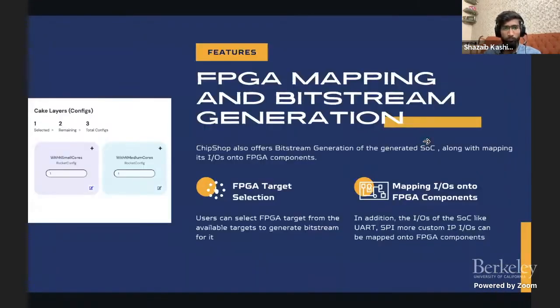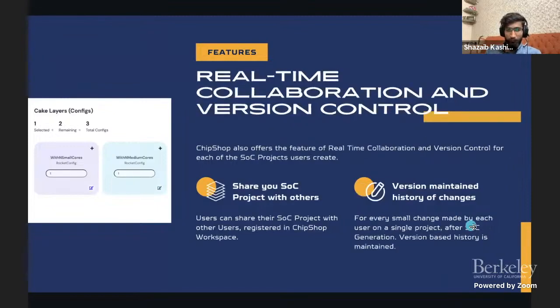The second feature which we're offering is FPGA mapping and BITSTREAM generation. Chipyard already supports BITSTREAM generation through Vivado on only two FPGA targets, namely RT-A7 and VCU118. So that entire process flow is also integrated inside ChipShop. Once the user has successfully generated a SoC, he can further process it towards FPGA BITSTREAM generation by mapping its IOs onto the FPGA components, as well as generating its BITSTREAM for the available targets. So that thing is also done.